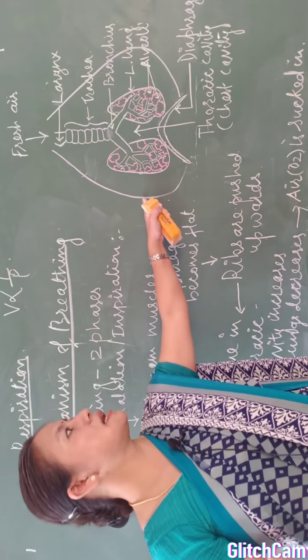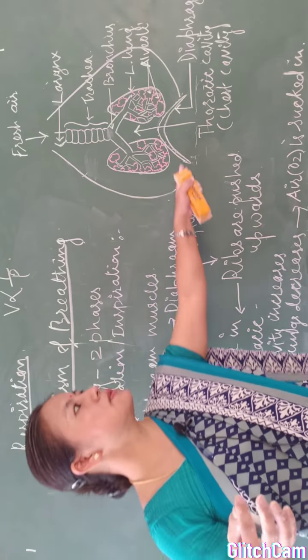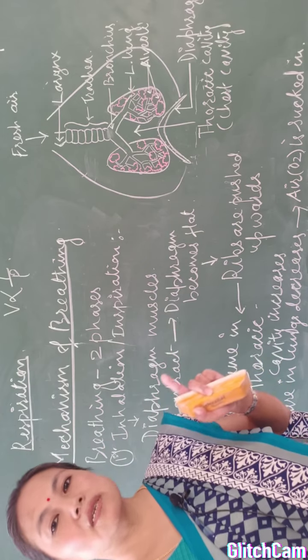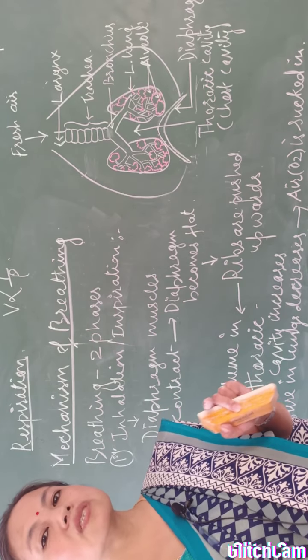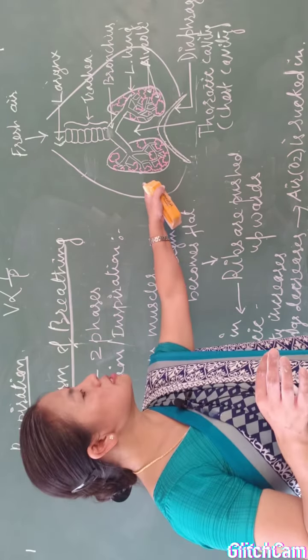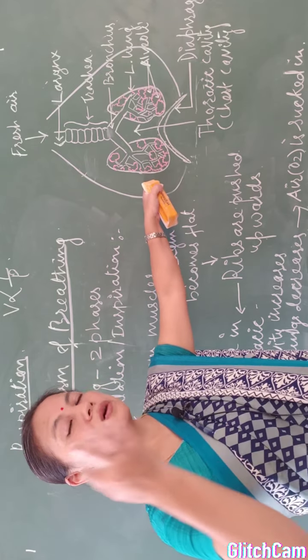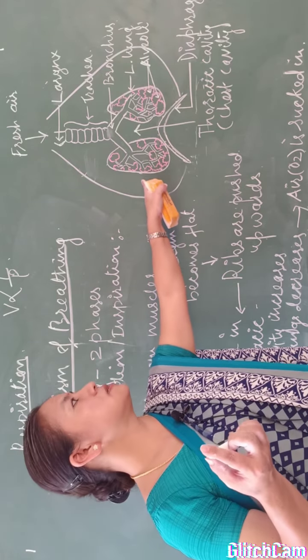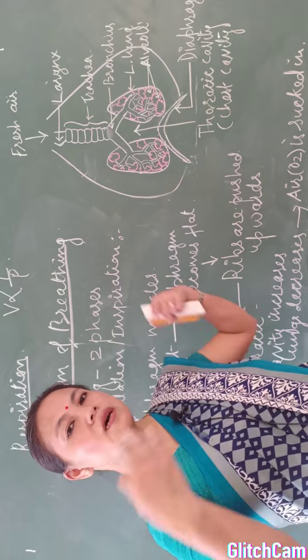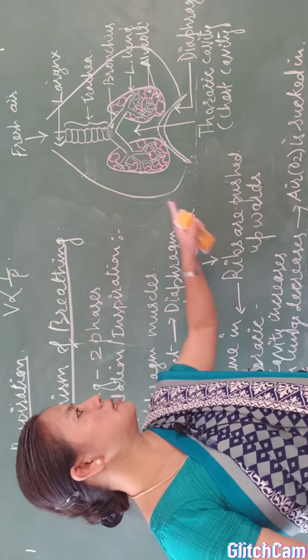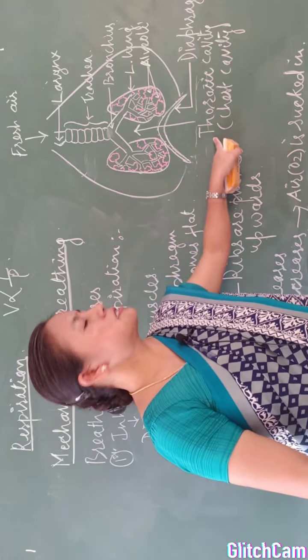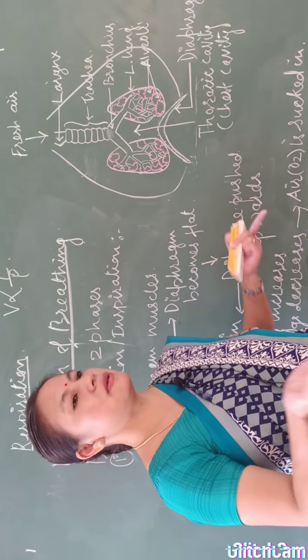Now, these ribs are connected with each other and with the diaphragm through one special tissue, that is called intercostal muscles. The contraction and relaxation of those intercostal muscles result in the pushing of ribs upwards and downwards. Okay. So, when the diaphragm becomes flat, the ribs will be lifted up.